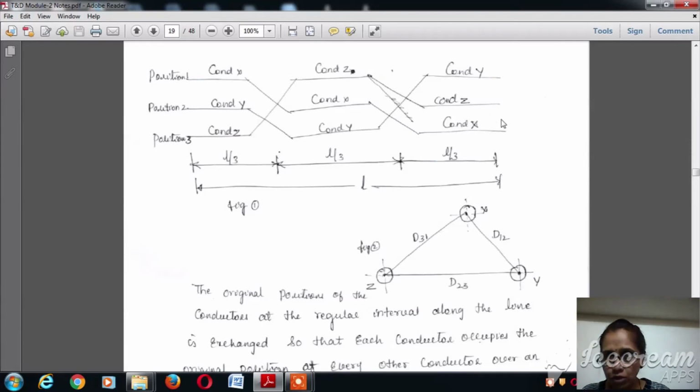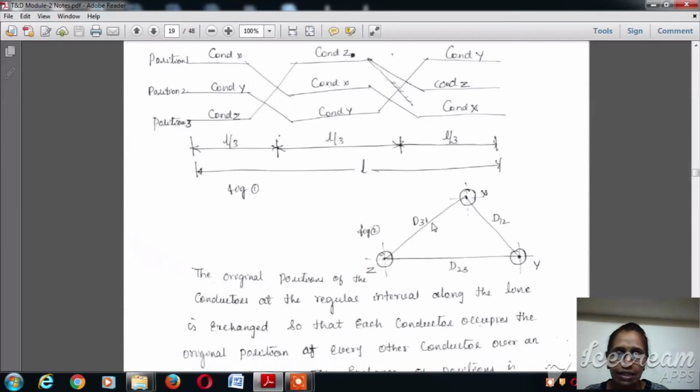If we transpose this line again, the conductor X will occupy the first position, just like this. Conductor Y will occupy the second position. Conductor Z will occupy the third position. So this is called the transposition of the line.